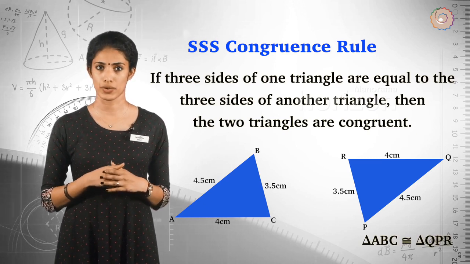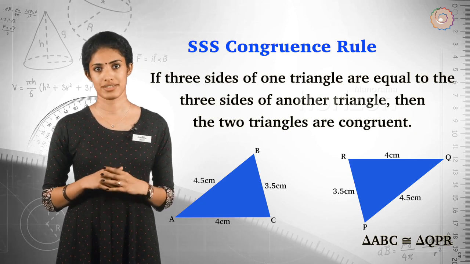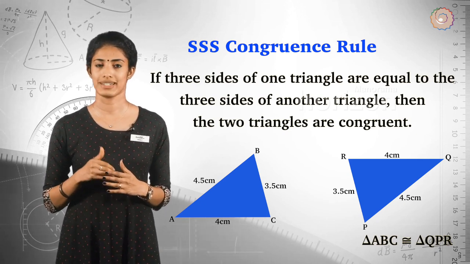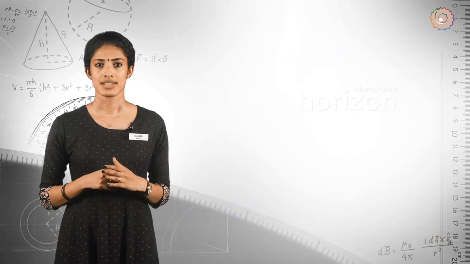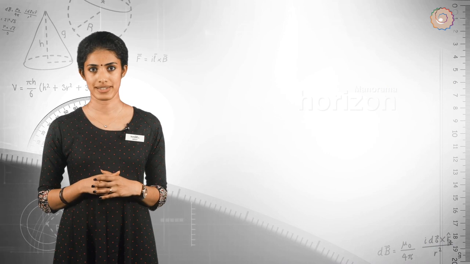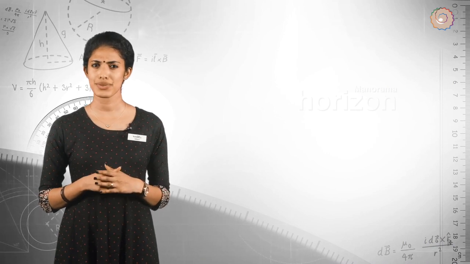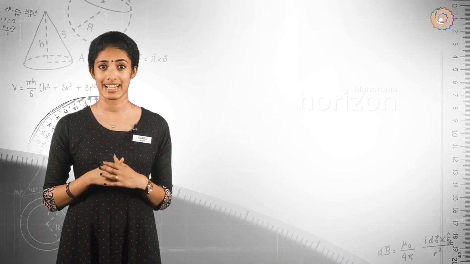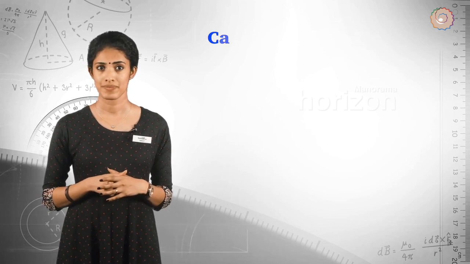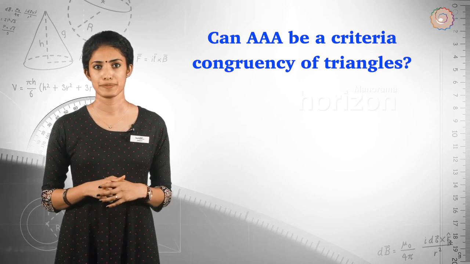When you're writing the congruency, the order matters. So make sure you write it accordingly with the corresponding sides. So we have discussed the SSS criteria of congruency of triangles. If that is the case, do you think there exists a criterion called AAA, where all three angles of two triangles are equal? Let us consider an example.